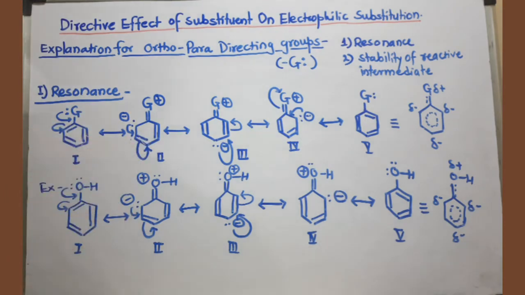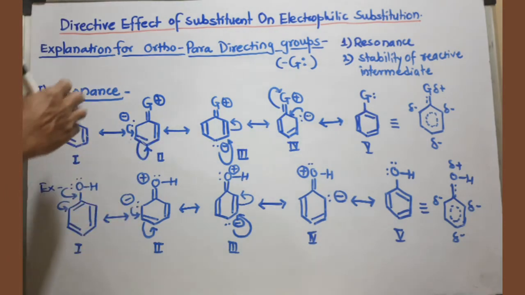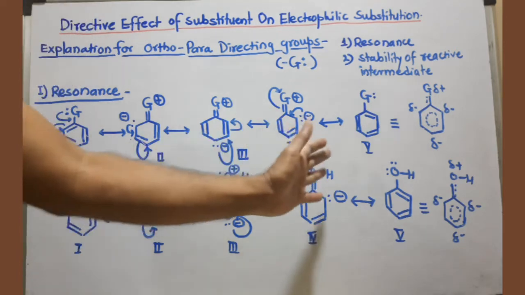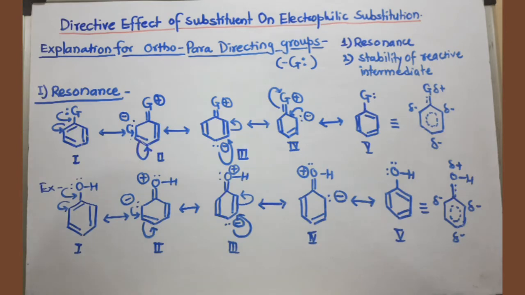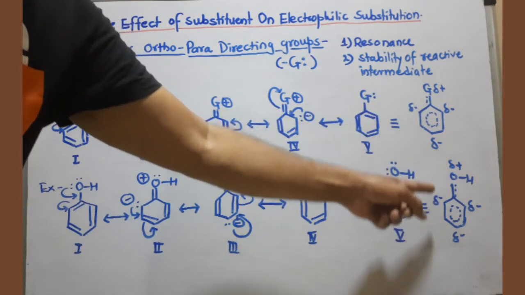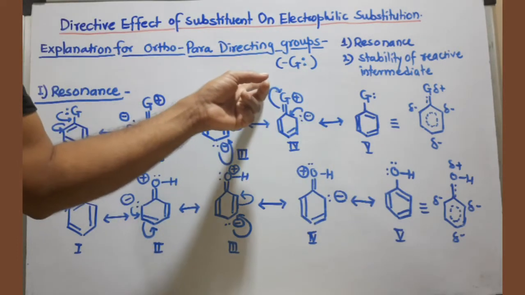For other groups, you can practice at home or in your book: take all groups one by one and try these resonating structures. You will get this kind of resonance hybrid for all groups which are ortho-para directors.